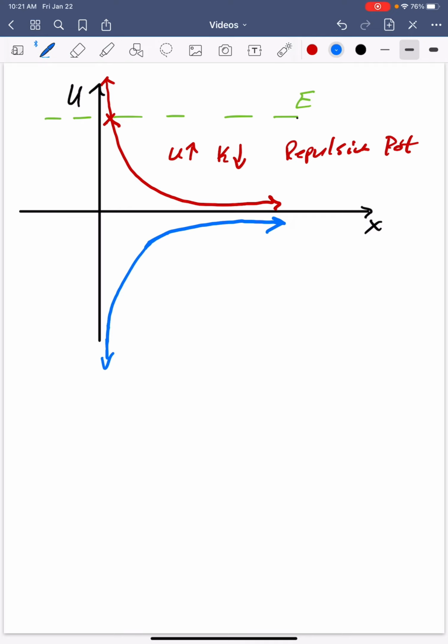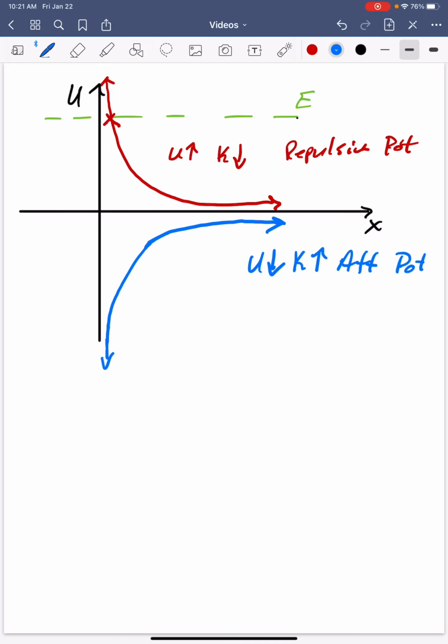In the blue case, as I move toward the origin, I'm losing potential energy, so U is going down, which means K must be going up. So this is an attractive potential.